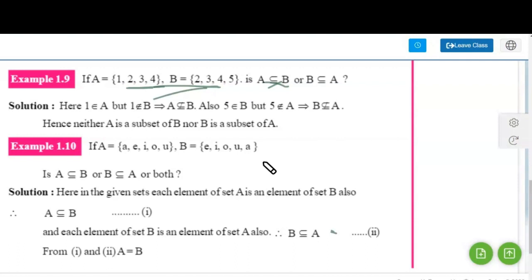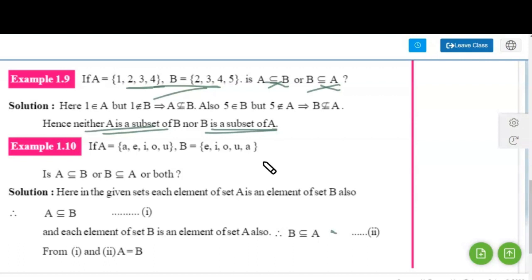and B is also not a subset of A since 5 is missing in the second case. So both are not true. Neither A is a subset of B nor B is a subset of A. Both are not possible because elements are missing from both the sets. For the first condition, 1 is missing, and for the second condition, 5 is missing.